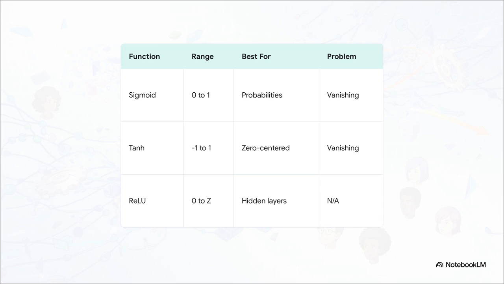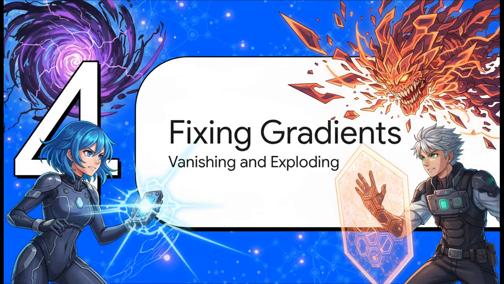But look at the bottom row, ReLU. For positive numbers, ReLU is just a straight line with a slope of exactly 1. The signal zooms right through without vanishing. That right there is exactly why ReLU is the standard choice for the hidden layers of almost all modern neural networks. Section 4. Fixing gradients, vanishing and exploding.